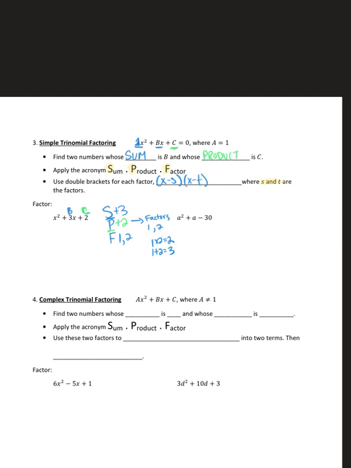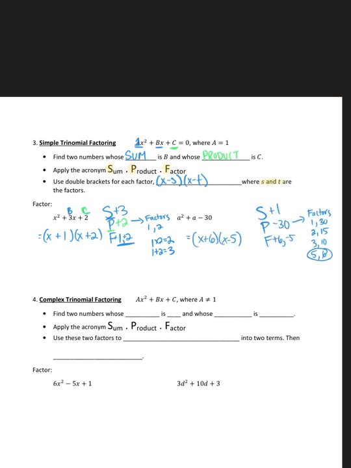So yep, those work. So those are my factors that I'm going to use to break this expression down into factored form. So I'm going to take the 1 and the 2, and they're going to go inside my double brackets. So you're going to have x in one bracket, x in the other, and they're both positive, so you're going to have a plus 1 and a plus 2. All right, pause the video and see if you can try to factor the simple trinomial using SPF.